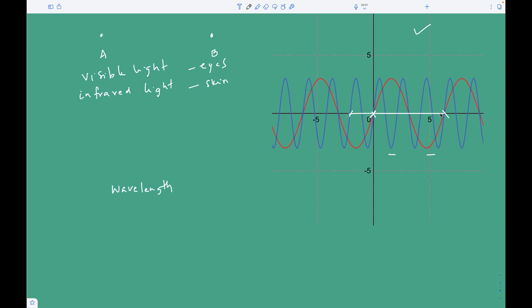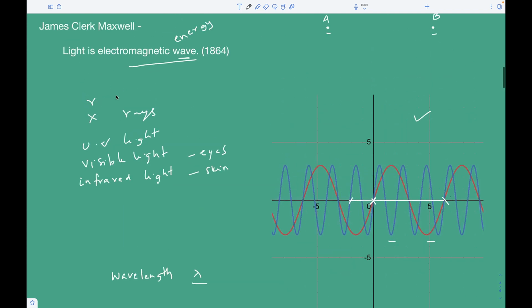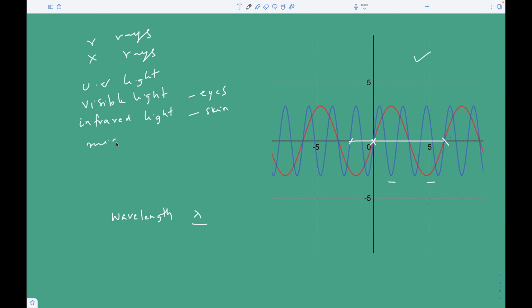So now we have developed some vocabulary to describe the differences between these two waves. We can simply say that these two waves have different wavelengths. And the symbol for this property of a wave is lambda. Wavelength is represented by this symbol. Now, in addition to visible light and infrared light, we also discovered other kinds of light like ultraviolet light, X-rays, gamma rays, microwaves, radio waves.